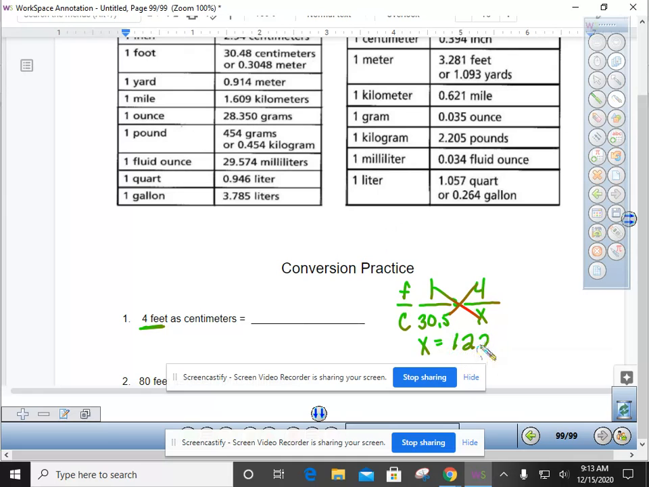I got 122. Good. And that's it. That's all you do. You got me? So what does number 2 say?